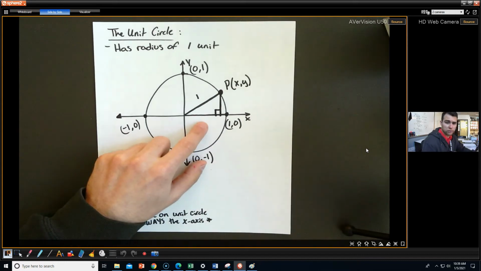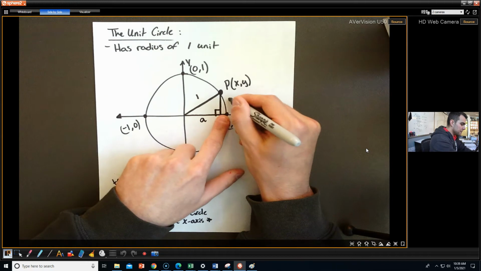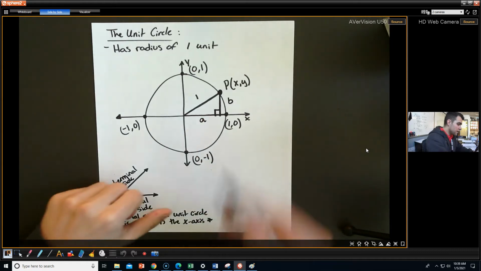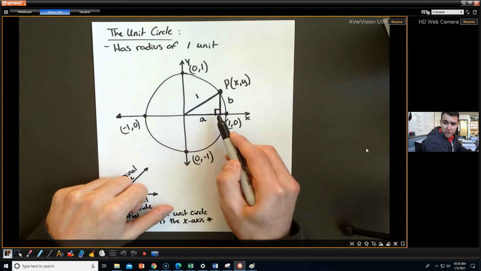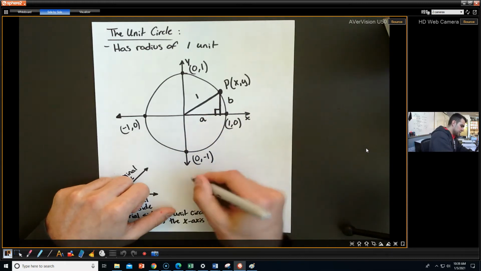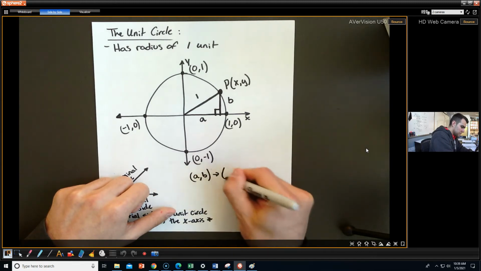So I'm also going to generalize this. I'm going to call this side length A. I'm going to call this side length B. And really, A and B correspond to the x and y coordinates of P, right? In order to get this point right here, I got to go in the x direction A, and I got to go in the y direction B. So that's kind of nice to know that (A, B) also refers to (x, y).